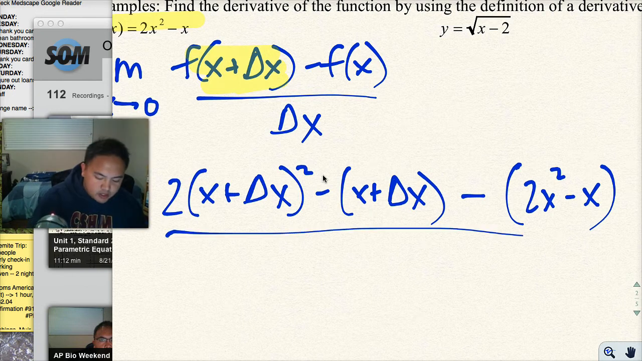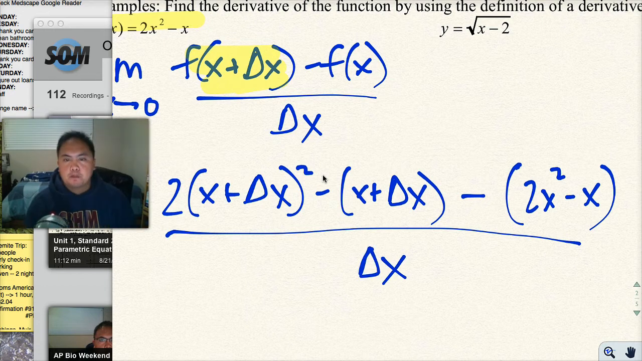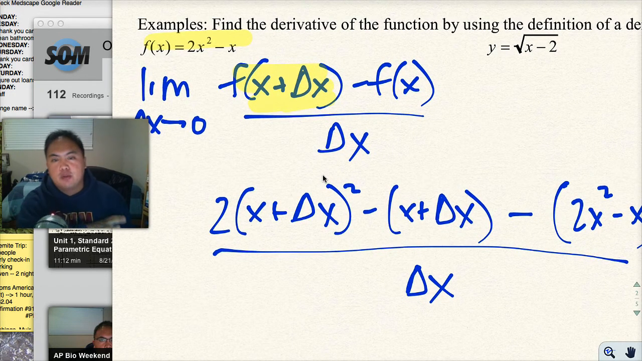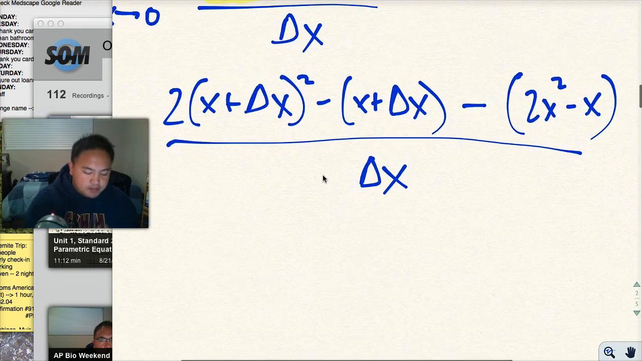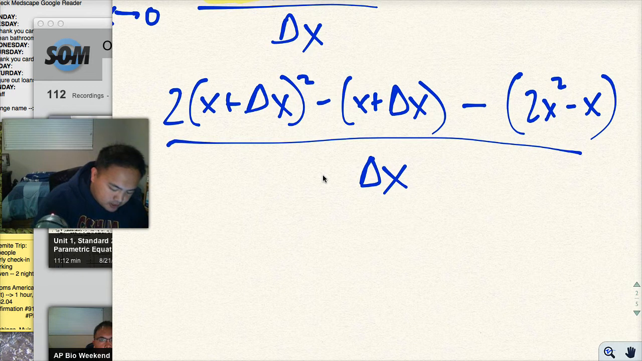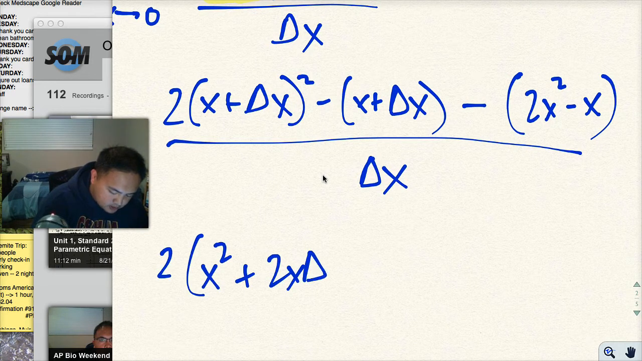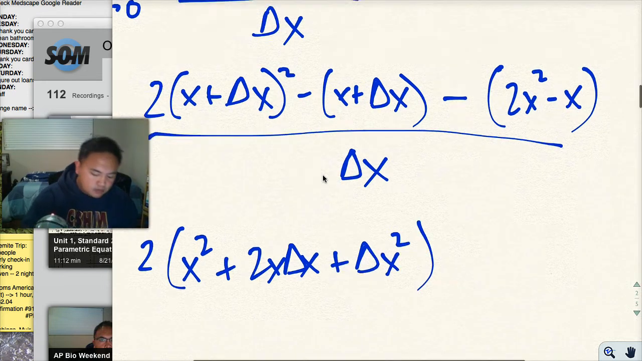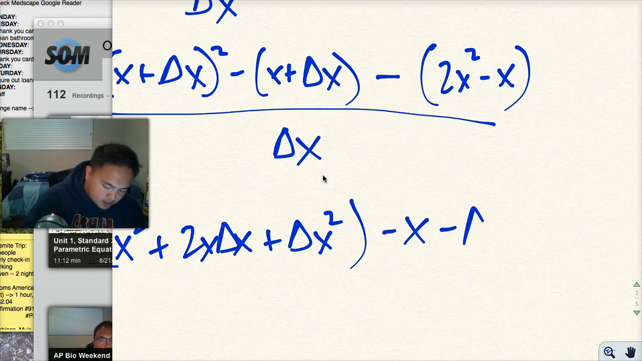Delta x, we can't solve for delta x, we just leave it by itself. Now we're going to simplify this, just like a real limits problem, which I forgot to mention at the very beginning. If I plug in 0, I get 0 over 0, which tells me I have to do something. So now I'm going to multiply this out. I get 2 times, by FOIL, x squared plus 2x delta x plus delta x squared. Here I get a minus x minus delta x.